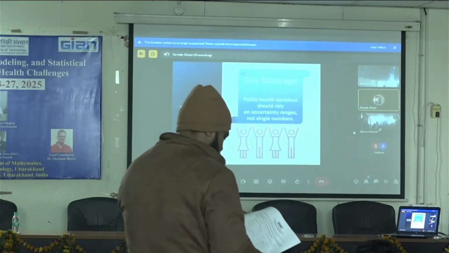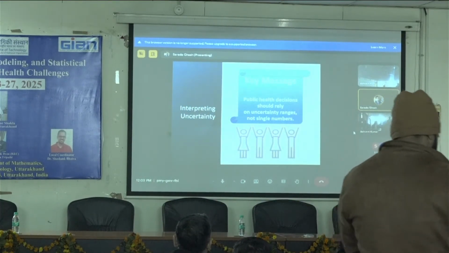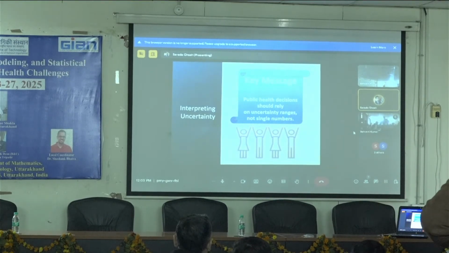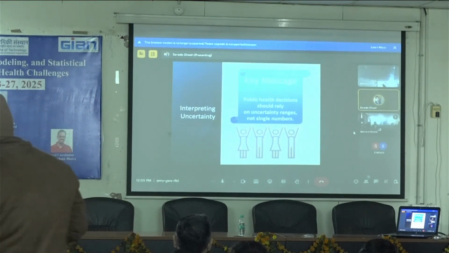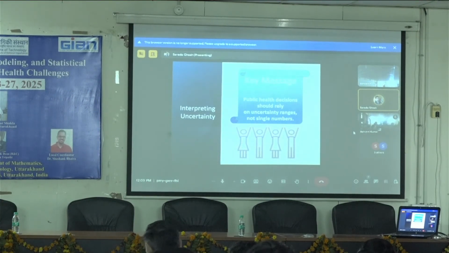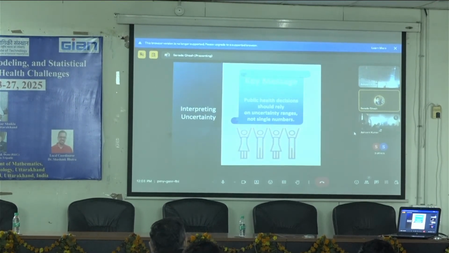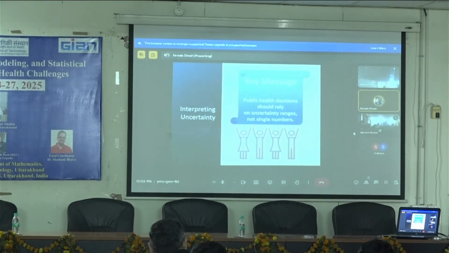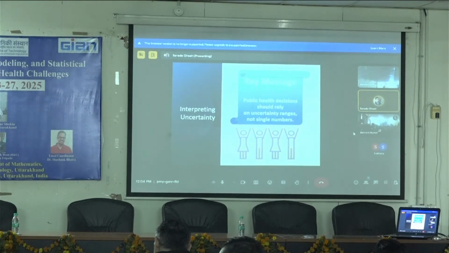So what's the key message here? The key message is that public health decisions should rely on uncertainty ranges, not single numbers. Since there is a lot of error due to many reasons, it's better not to conclude with any particular point, but within a range, from this value to this value. There is a lower and an upper: the lower limit is maybe A and the upper limit is maybe B. If the mean value is X, then A is less than or equal to X, which is less than or equal to B. So we call A the lower limit and B the upper limit, or lower interval and upper interval.